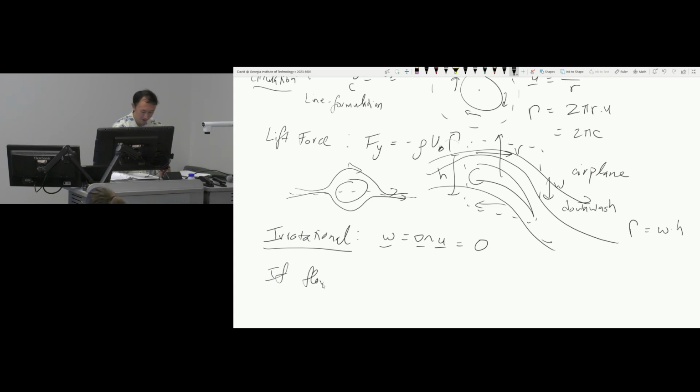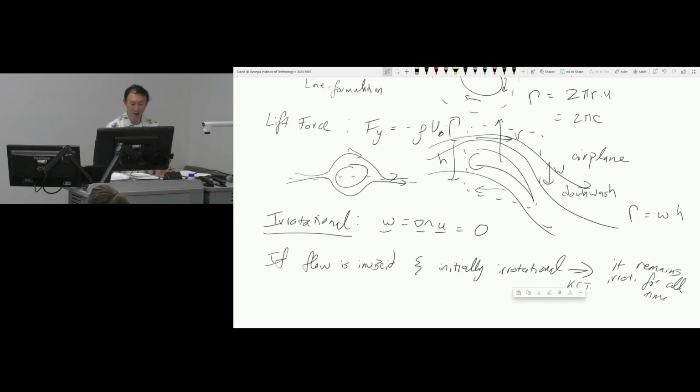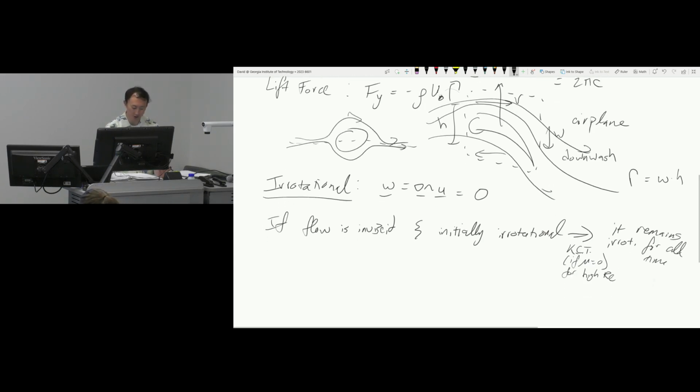So if flow is inviscid and initially irrotational, it remains irrotational for all time. That's what the Kelvin circulation theorem, KCT, tells us. It says that there's no change in the circulation. Whatever fixed amount of circulation you have is going to be fixed forever if you have no viscosity. Remember, this is true if mu is equal to 0, which is generally true for high Reynolds number. So the faster you go, the less the circulation is going to change.